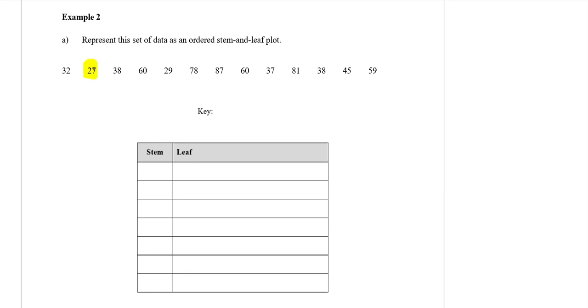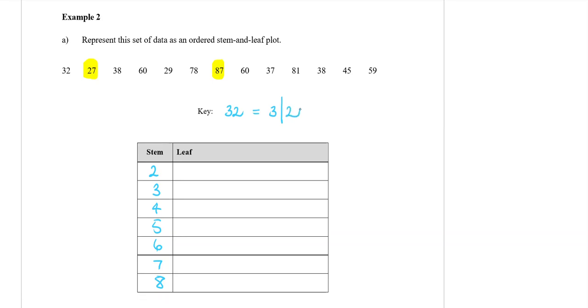27 the lowest, is it? And the largest is 87. So the tens digits is from 2 all the way through to 8. Don't ever skip any, even if there isn't any 60s or something in there. You still have to put every single number between the 20s and the 80s. So I want 2, 3, 4, 5, 6, 7, 8. Let's do our key before I forget. My first number is 32. So 32 is going to be represented by 3, line 2.